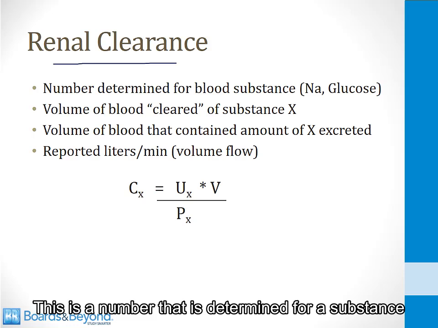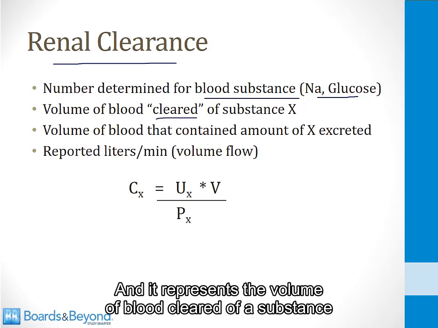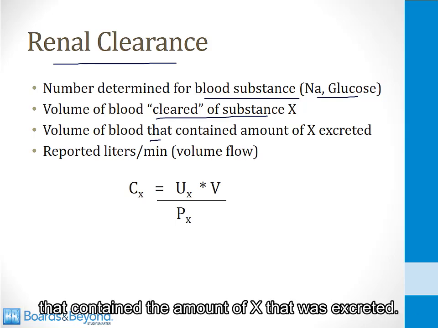This is a number that is determined for a substance or solute in the blood, like sodium or glucose, and it represents the volume of blood cleared of a substance X. Another way to look at this is the volume of blood that contained the amount of X that was excreted.